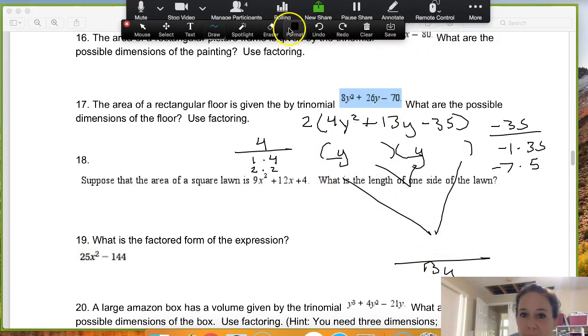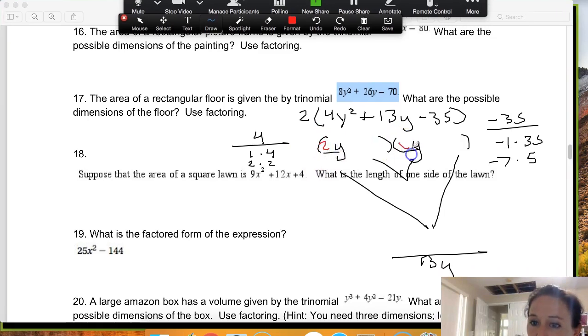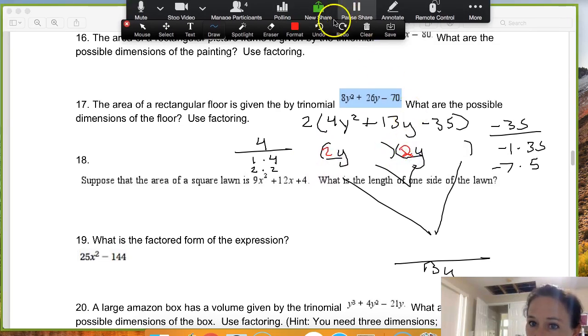So now here comes the guessing part. Should we do 1 and 4 or should we do 2 and 2? Let's just go for it. What do we want to try? Should we try the 2 and 2? So we're going to try 2 and 2. This is our guess part. It might not work. So let's try 2 and 2.